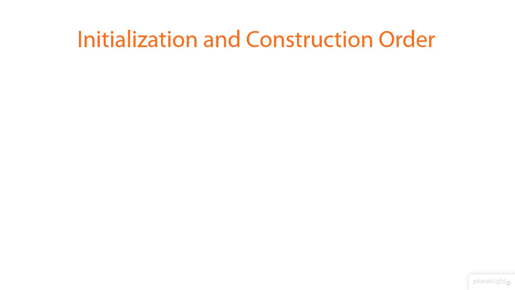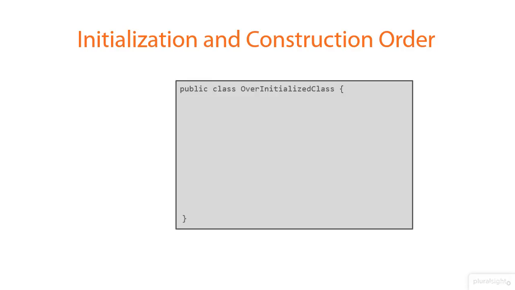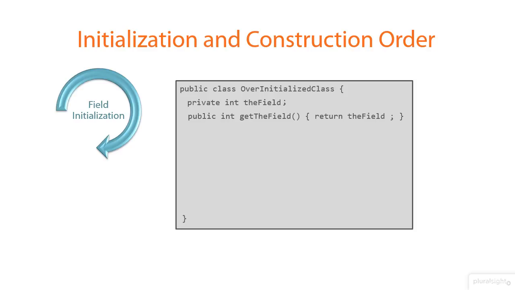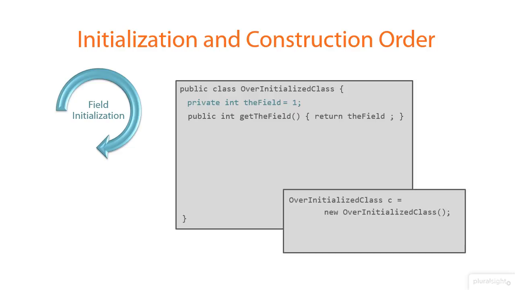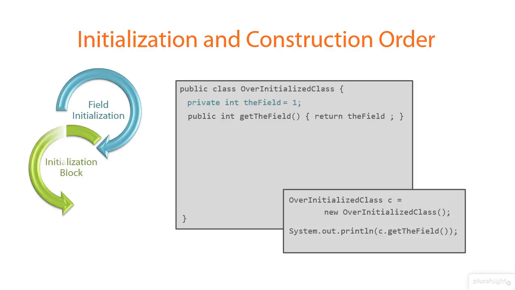So let's imagine we have this class here, we'll call it our over-initialized class. We'll put a field in here called the field, and let's go ahead and give it a getter. One of the first ways we learned about how we can initialize a field is through field initializers, and that is actually the first step in the creation of an object. So if we take our field here called the field, set it equal to 1, if I then in a program create an instance of this class and then print out the value of the field, I'll print out the value 1.